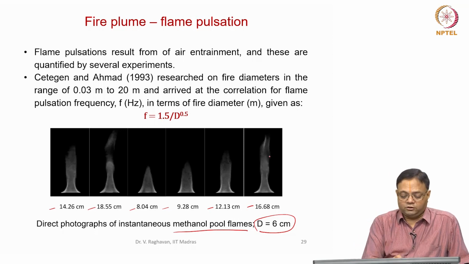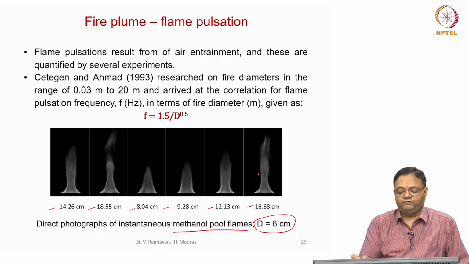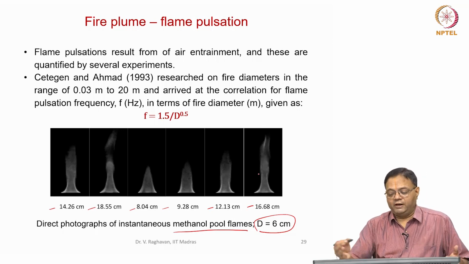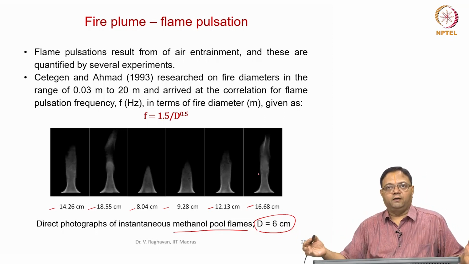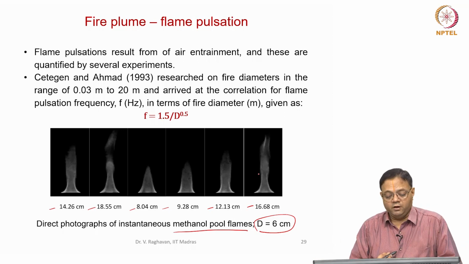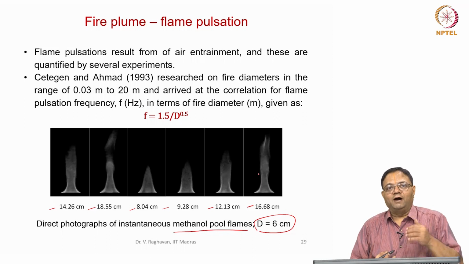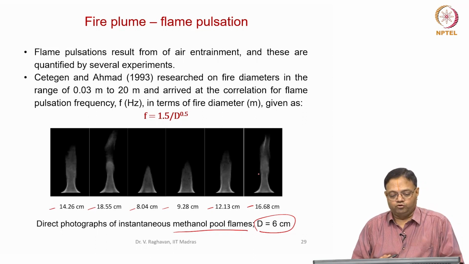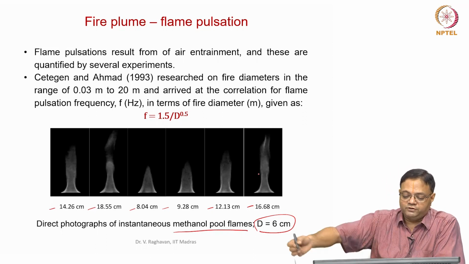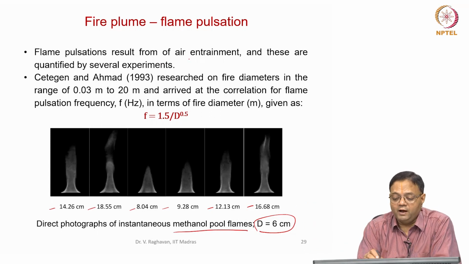So there is a constant zone. There is an average flame height for this, obviously. If you take more time and take an average, then you get an average flame height, and there is a maximum flame height, which is actually the boundary of the intermittent zone. So the flame pulsations result from air entrainment.